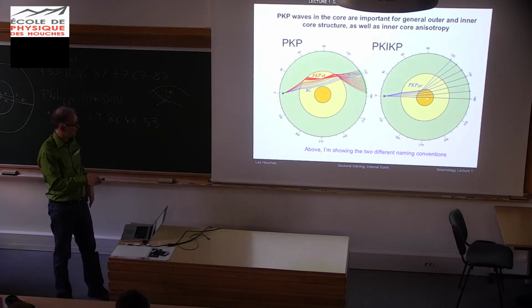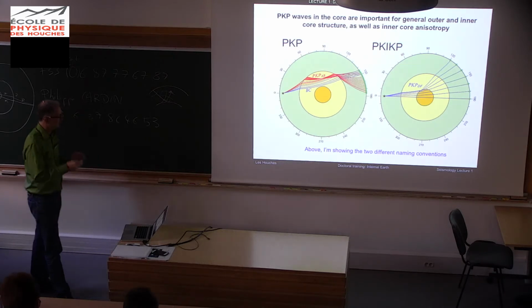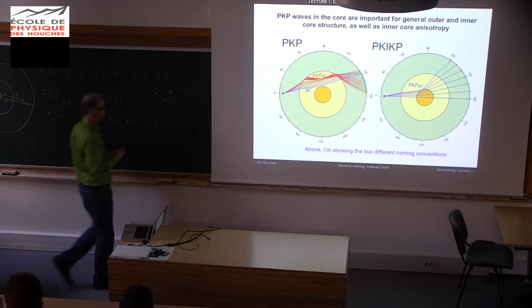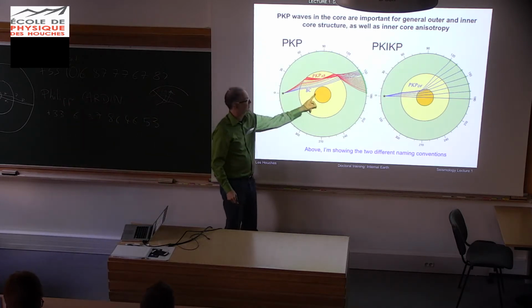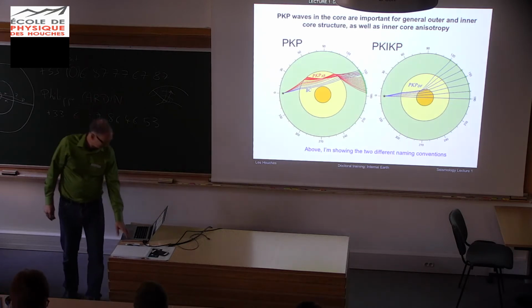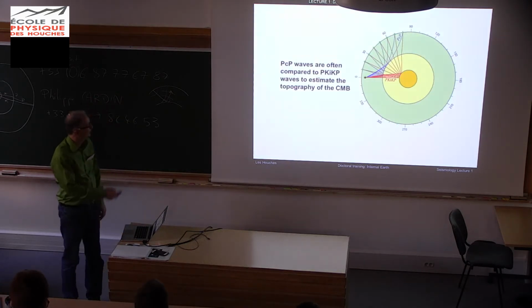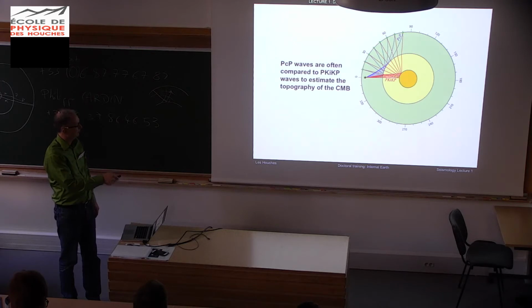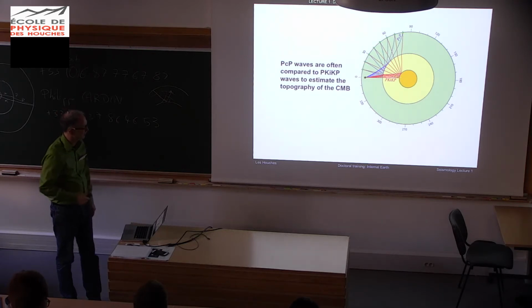Is there an inner core? Does the inner core have topography? You can add the wave that bounces off. So that's pretty cool. So here you have the bouncing one. Sometimes this one that bounces off the inner core is referenced to the one that bounces off the core mantle boundary.